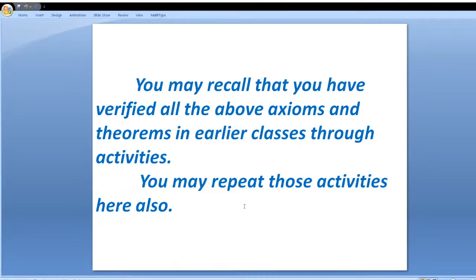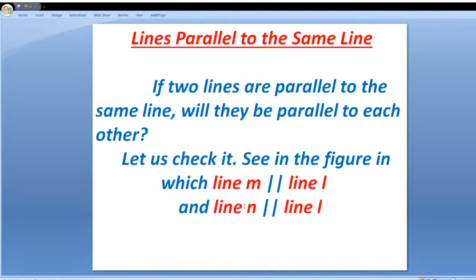So you may recall that you have verified all the above axioms and theorems in earlier classes through activities. You may repeat those activities here also. And now a new point: lines parallel to the same line. So if two lines are parallel to the same line, will they be parallel to each other? So let us check it.